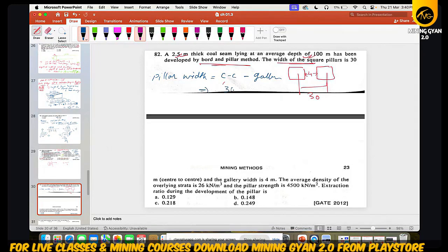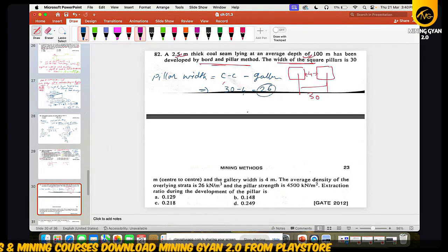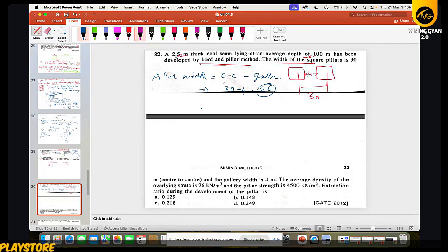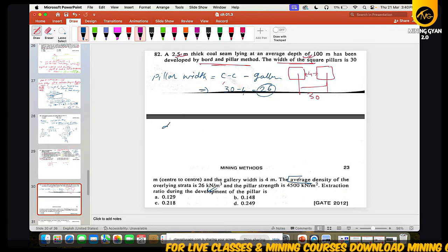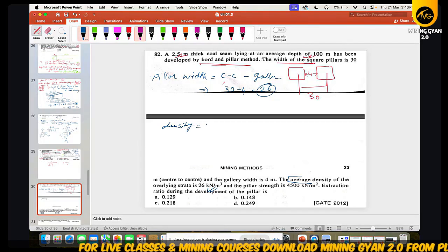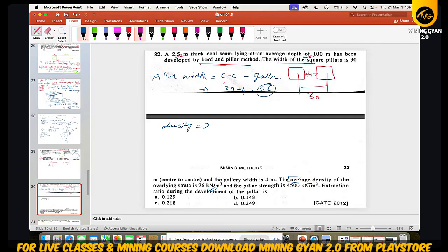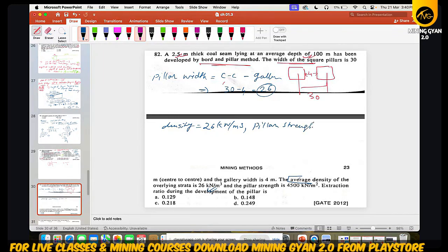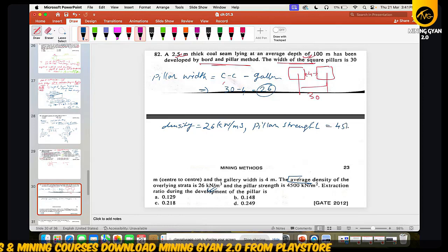So it will be 30 minus 4, which is 26. About pillar width and depth, I already told you 100. The average density they have provided is 26 kN per meter cube, and the pillar strength is given, so then we can use the extraction ratio and so on.